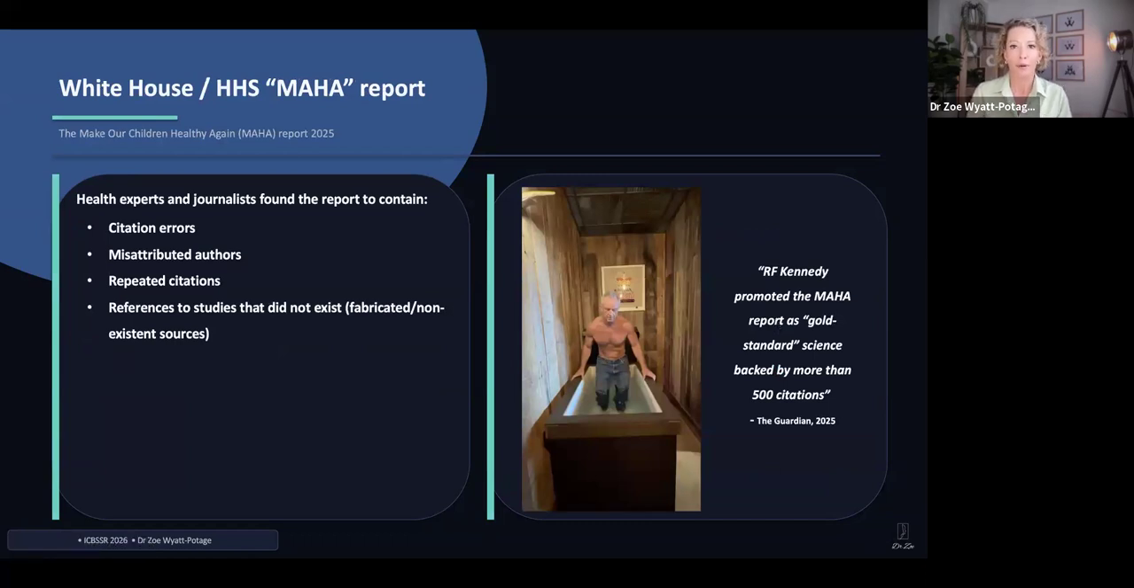Let's look at a really high profile example of this. When the MAHA report came out on making our children healthy again, it was, of course, spotlighted both in the media and also with researchers and academics because it seemed to be completely fabricated. A lot of the references were missing information, studies didn't exist, or they did exist, but that wasn't the outcome. And Kennedy and the MAHA groups talked about how it was backed by all these citations and it was so well informed when, as it turns out, it actually wasn't.